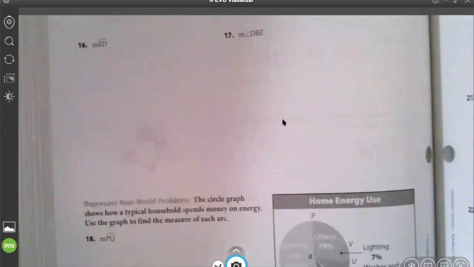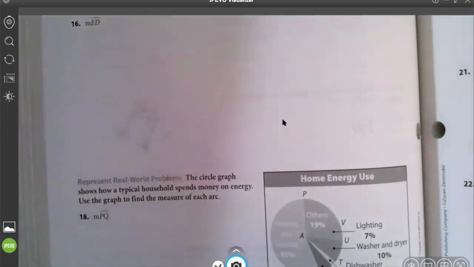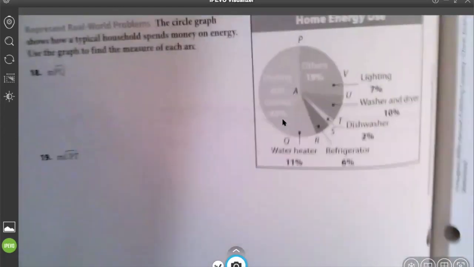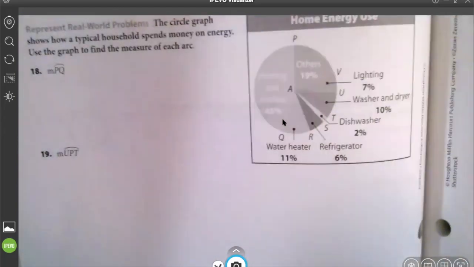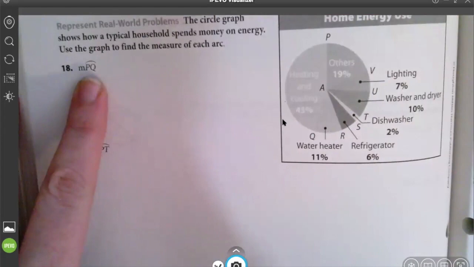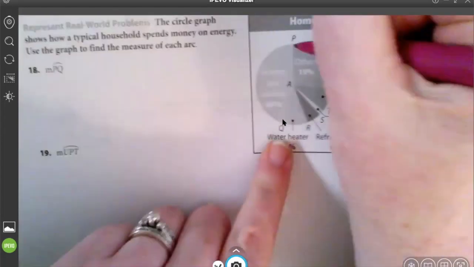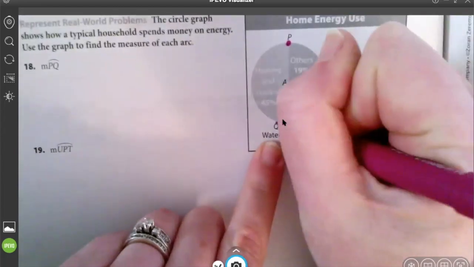Oh, let's go ahead and do 18 and 19. I forgot about this percentage stuff. This is good too. It's not hard. The circle graph shows how a typical household spends money on energy. Use the graph to find the measure of each arc. We're not going to do each arc. We're just going to do like one of them. So take arc PQ, starts at T, and it goes to Q.